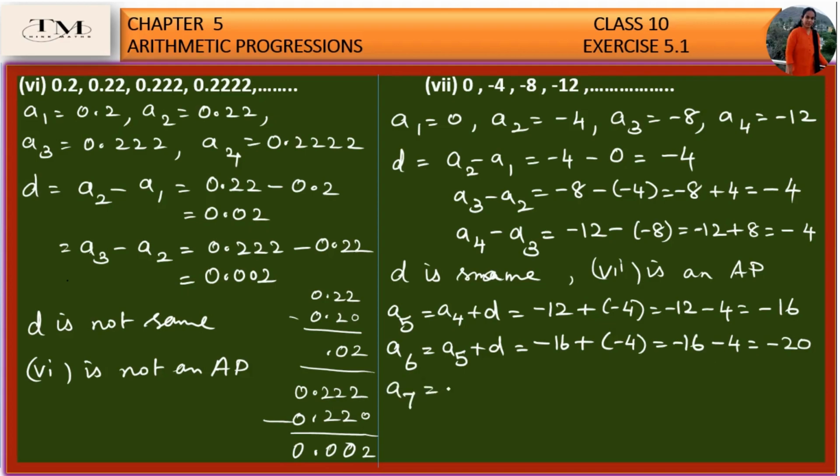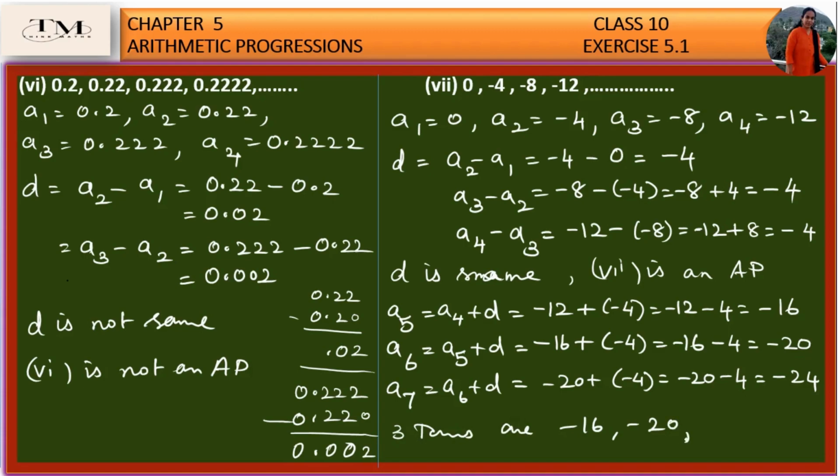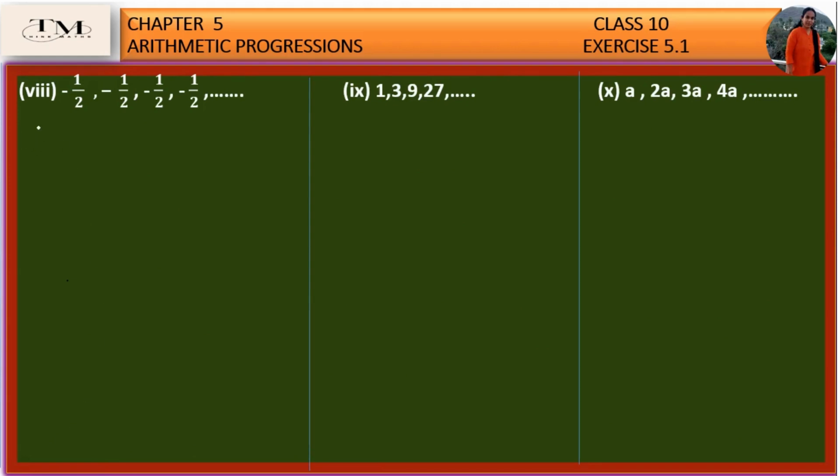So A7, A6 plus D. So A6 is minus 20 plus minus 4. So it will be minus 20 plus into minus is minus 4. Same sign, put that sign and add the numbers. 20 plus 4 is 24. So the three terms are minus 16, minus 20, minus 24. Okay, I hope you can understand. So the next problem, eighth one.